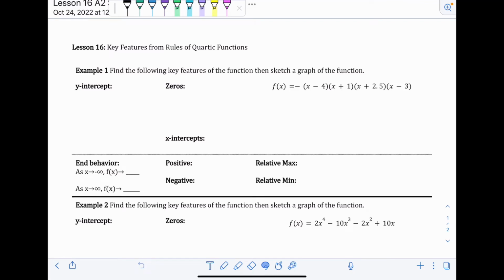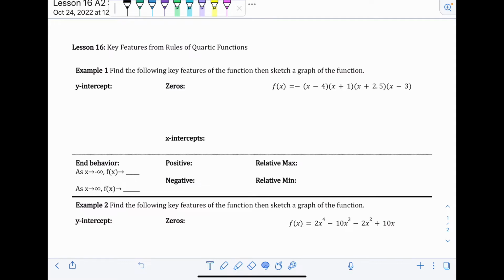Lesson 16 is key features from rules of quartic functions. Technically, lesson 16 has three different workbooks, but I felt it was okay for the video to combine all the concepts. So 16.1 and 16.2 are finding key features. 16.1 is intercepts and zeros. 16.2 is end behavior, where it's positive, negative, relative max, or min. And then 16.3 is graphing. So we're just going to take all of those concepts and look at them at a single time, and it'll flow a little bit better that way.